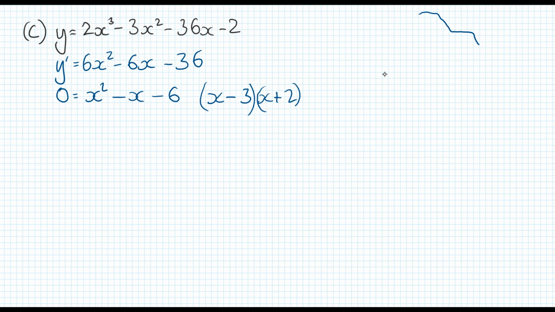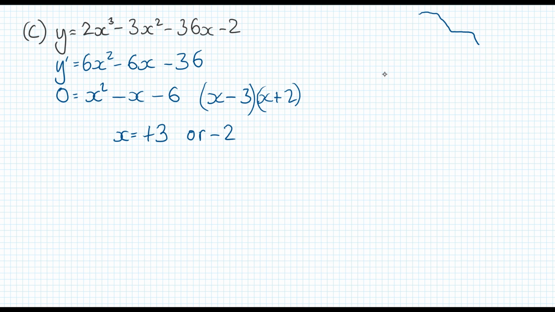So we've got our x values of x equals positive 3, or negative 2. Okay, so those points, there's a turning point. Now something I didn't do in the earlier video and should have is solve for y values, because a point is not just the x value but the y value as well. Okay, so I'll do that now.